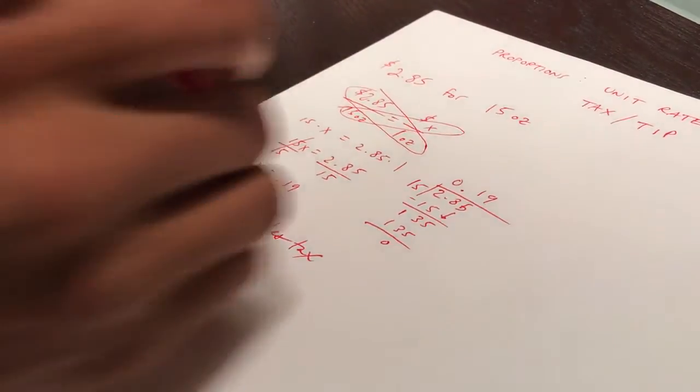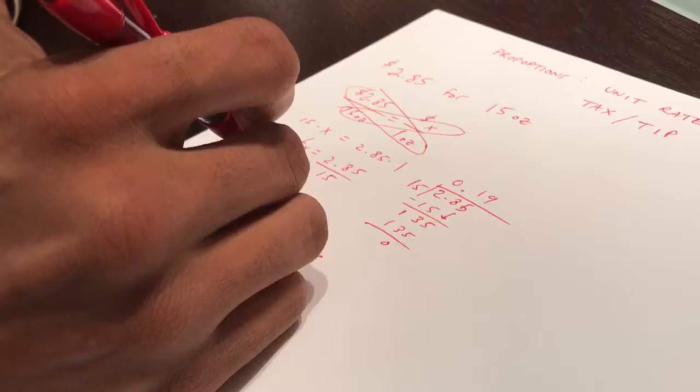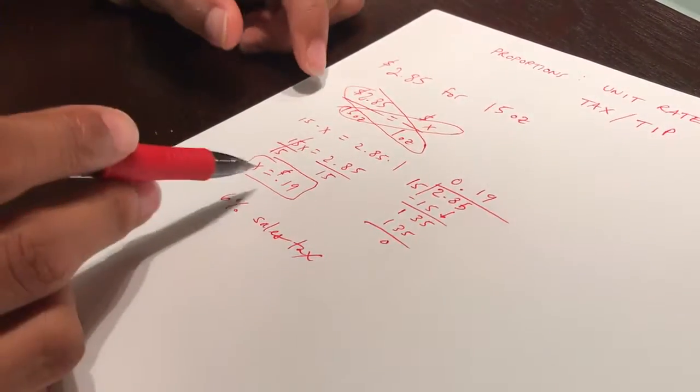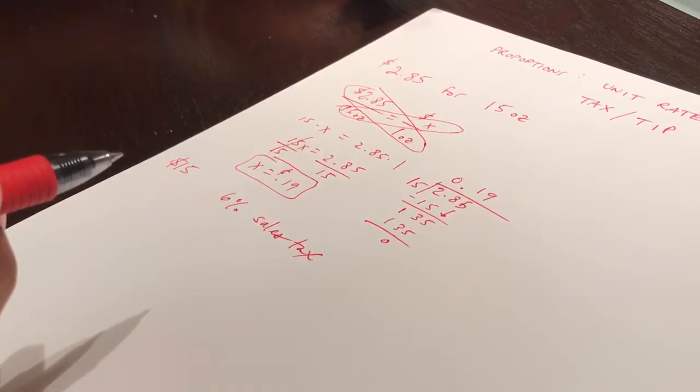But because it's money, it is 19 cents. And that is my X value for that. So 19 cents per ounce. That's what unit rate means.